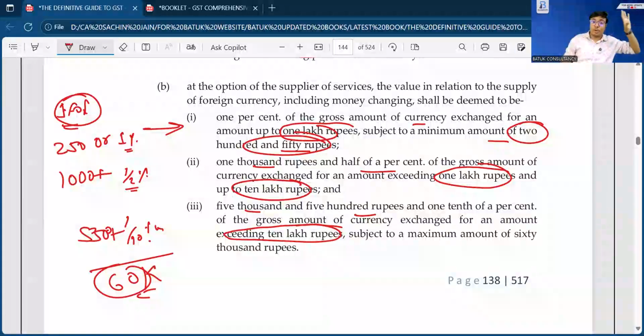That scheme has to be opted in the beginning of the financial year, and the same cannot be changed during the financial year. So whenever you are handling any client who is dealing in foreign currency, or the forex department of a bank, at that time we have to keep this specific concept in mind. And sir, we also need to provide consultancy to our client on whether you should opt for this optional scheme or calculate as per the RBI reference rate.